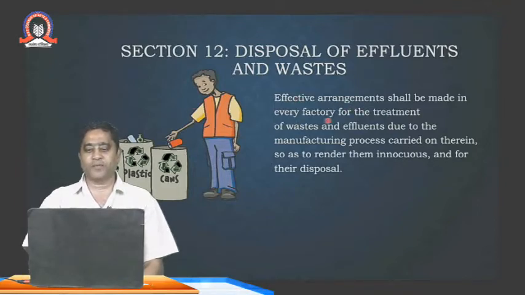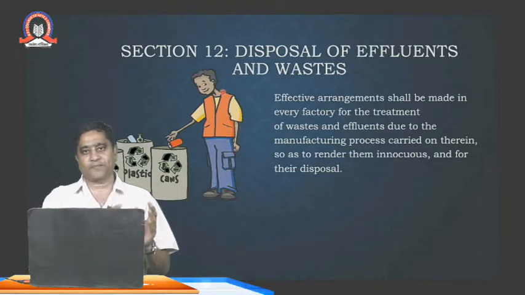Effective arrangement should be made in every factory for the treatment of waste and effluents due to the manufacturing process carried on therein, so as to render them innocuous, and for their disposal. So in the factory there should be a particular place for segregation of the wet waste as well as the dry waste, including waste from glass or industrial gases, and there should be a dustbin for keeping cans or other raw materials. If it is a chemical factory, there would be gunny bags or HDPE bags, which should be treated properly before disposal. So proper arrangement should be kept for the effluents and the waste.